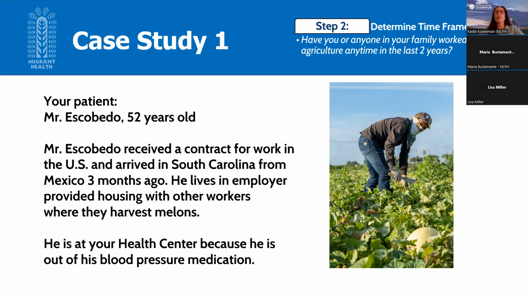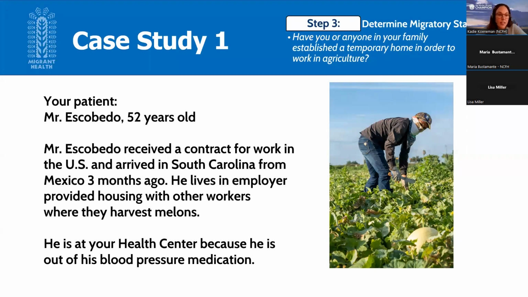So now we need to determine whether the patient is a migratory agricultural worker or a seasonal worker. So our verification question for migratory status is, has this patient or anyone in this patient's family established a temporary home in order to work in agriculture? Would we say yes or no for this question, for this patient? Okay, lots of yeses. Okay, any opposing?